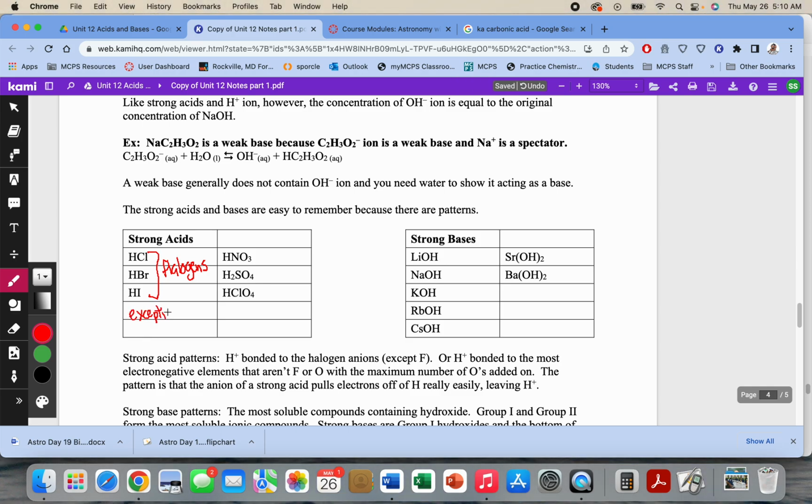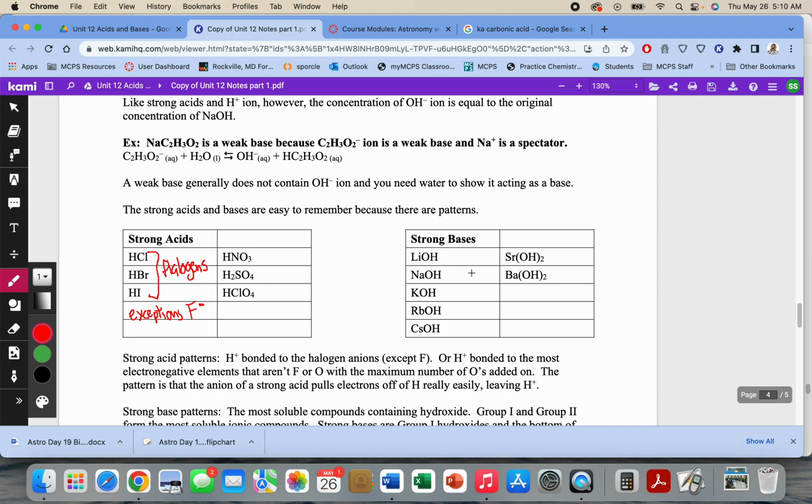F is electronegative, but it actually bonds covalently with H. The exception is F minus, right? So HF is a weak acid. Then we have the elements that are kind of electronegative, and if we tack on enough oxygens, they can be electronegative. And so we get the elements that are around F, right, N, S, and Cl, with as many oxygens tacked on as possible. And so you'll see that we have the halogens all the way at the right of the periodic table, and then nitrogen, sulfur, and chlorine with the maximum number of oxygens.